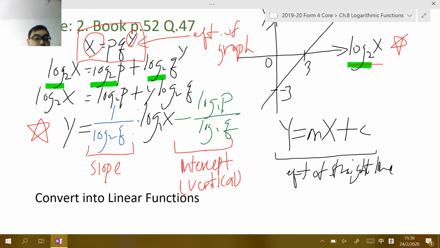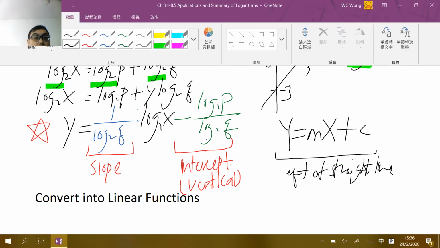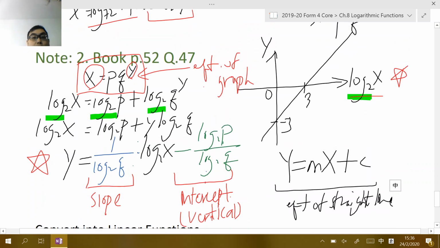And why do we write y first? Because y is the variable on your vertical axis. Just like for the equation of a straight line, we write the y first, the vertical first. So why do we have to change the subject? Because now we have to fit a line. Originally, it has x as the subject, but this time we have to write in y because we have to fit the straight line.